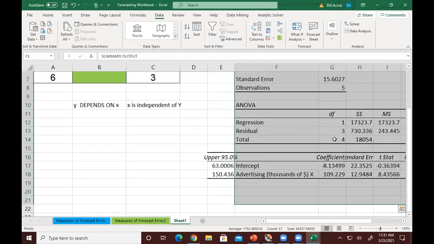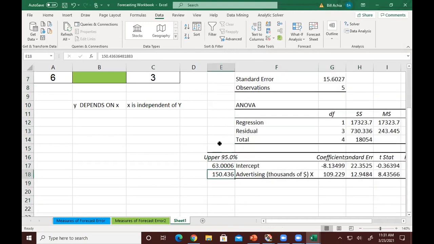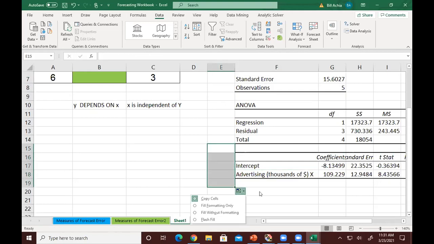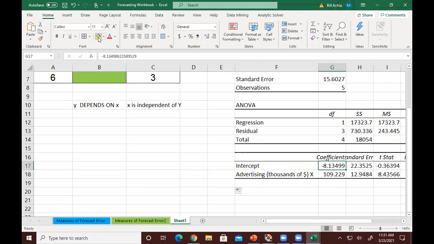Okay. So when it gives you this output, I should have deleted all this. You have your intercept. This first thing you see here, the -813, that's your intercept value. That's your A in the formula. And then your slope is given as 109. So this is your Y-intercept, and this is your slope.